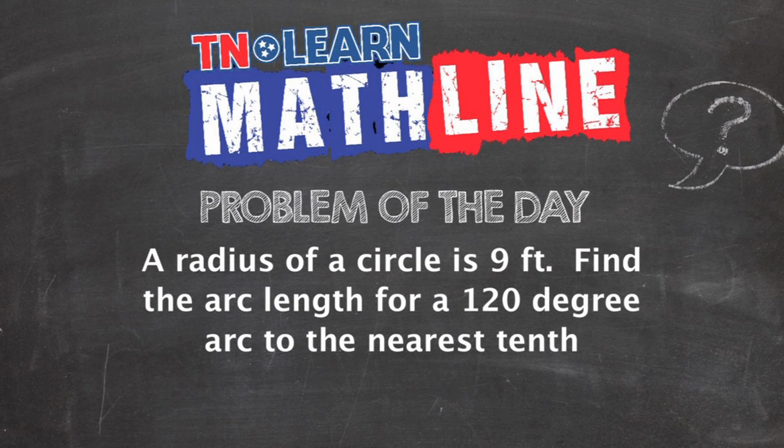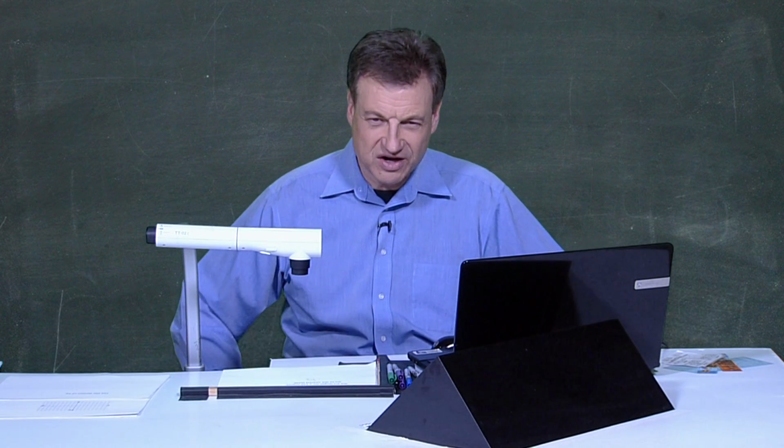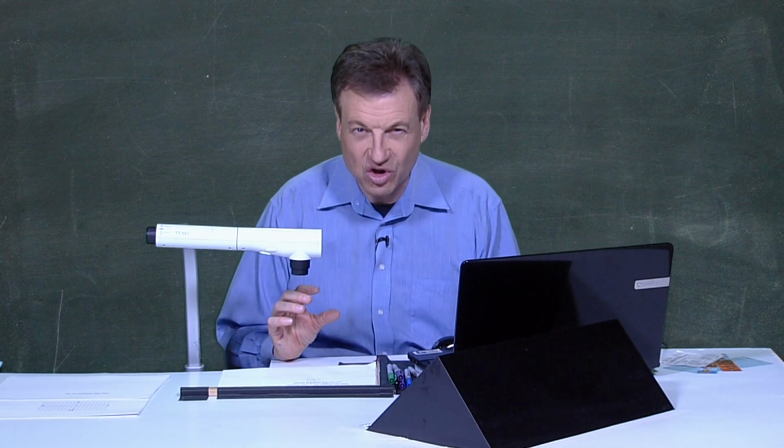The radius of a circle is 9 feet. Find the arc length for a 120-degree arc to the nearest tenth. All right, so what this is telling me, we've got a little bit of geometry going on here. We've got a circle situation, and folks, we're looking for part of the circle.